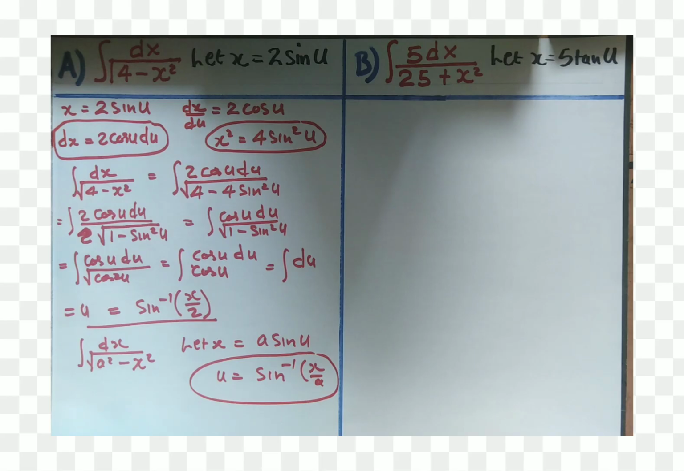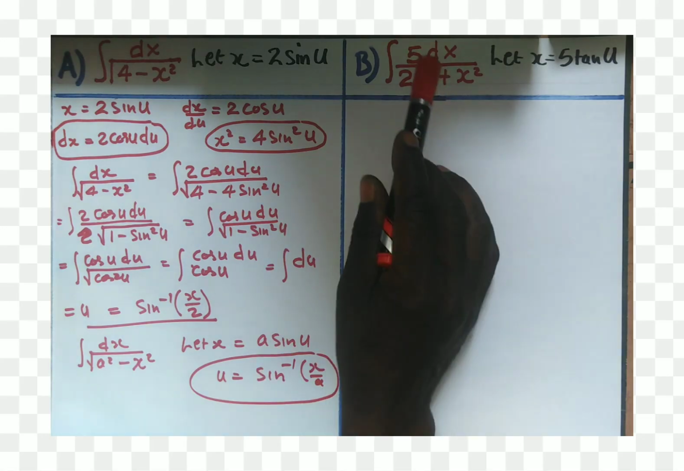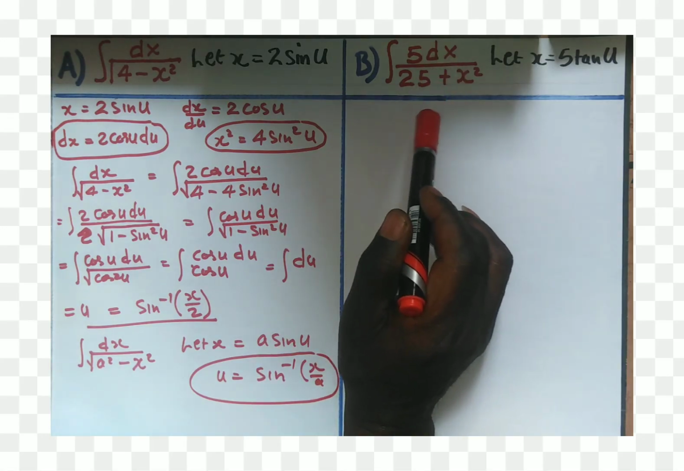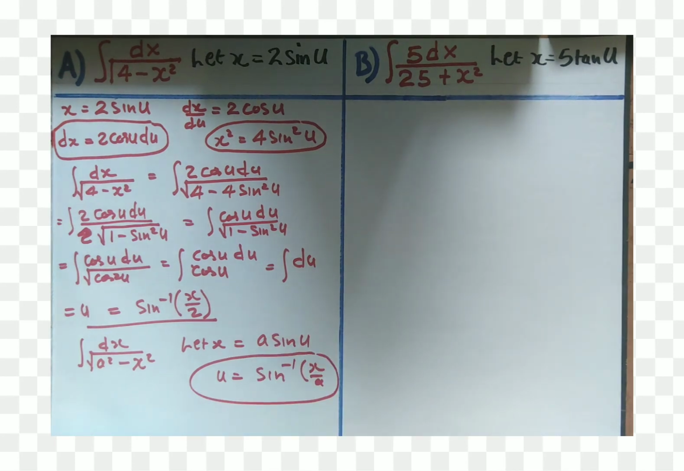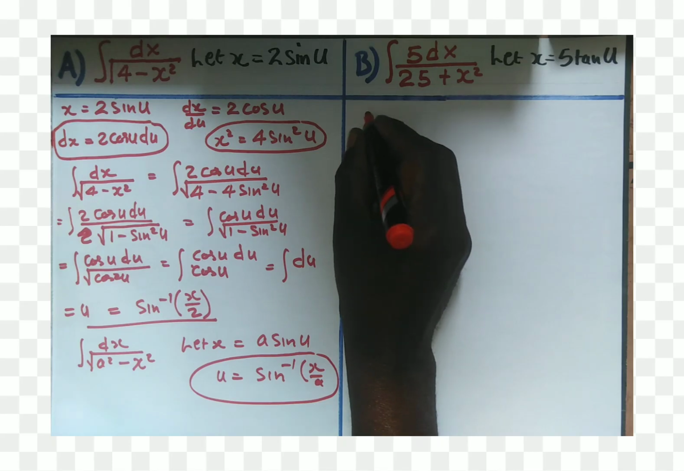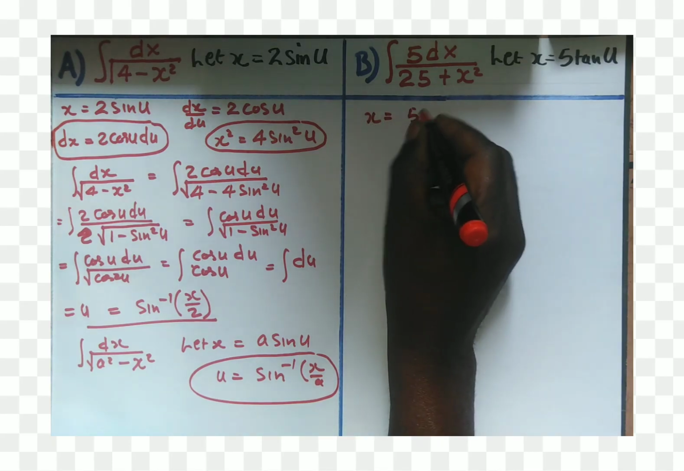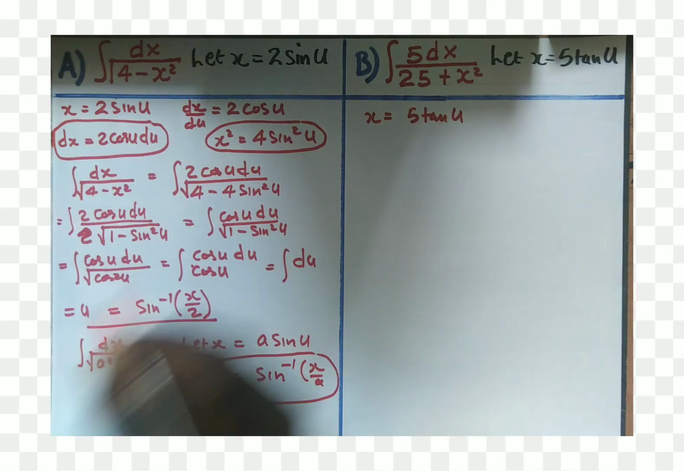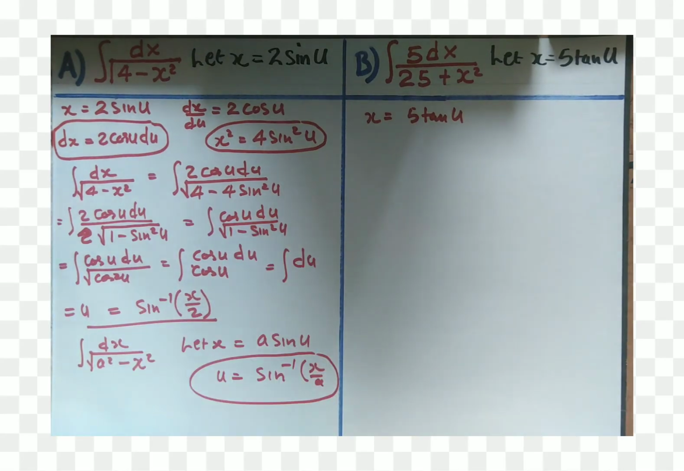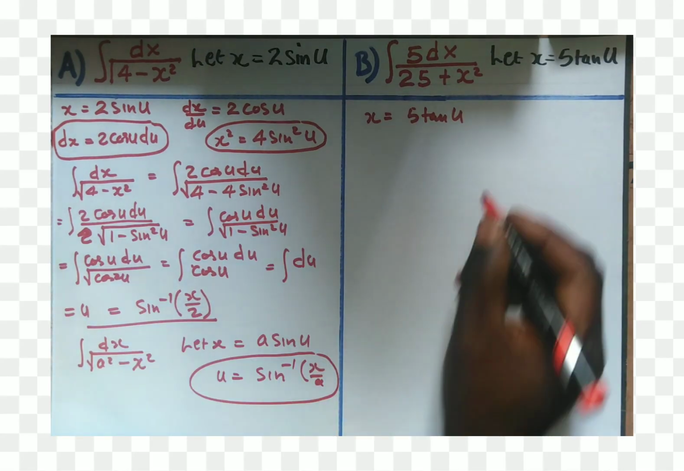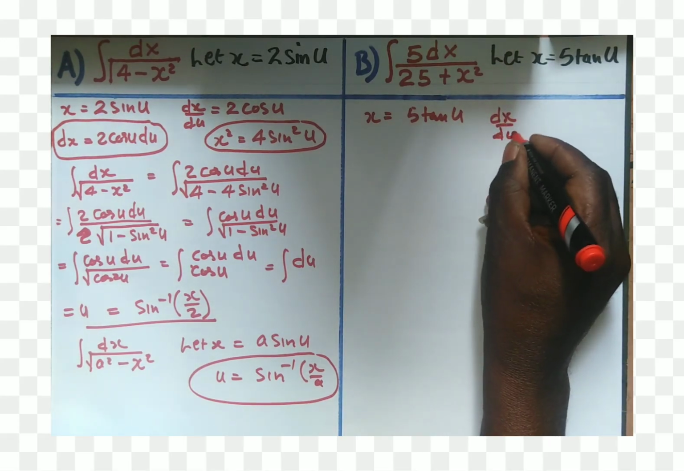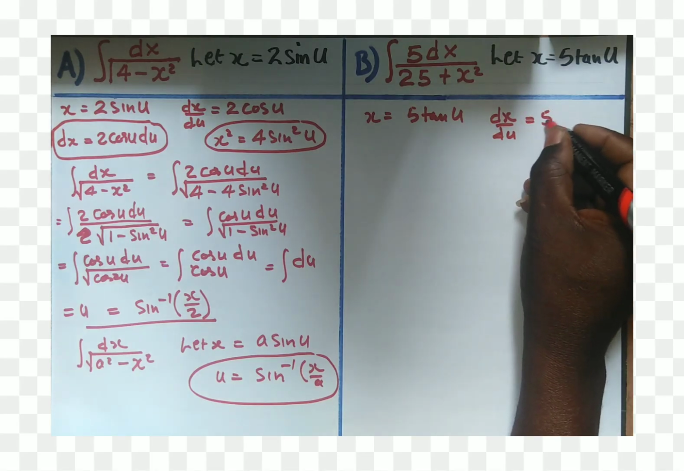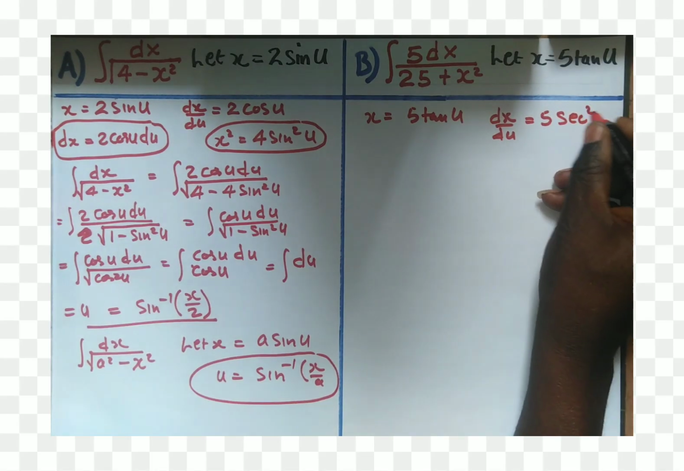Okay, right. Let's go over to the integral b. B says we need to integrate 5 dx over 25 plus x squared. Now let x equal 5 tan of u. We write it again here: x is equal to 5 tan of u. Now let's differentiate both sides with respect to x. We get dx/du is equal to 5 sec squared u.